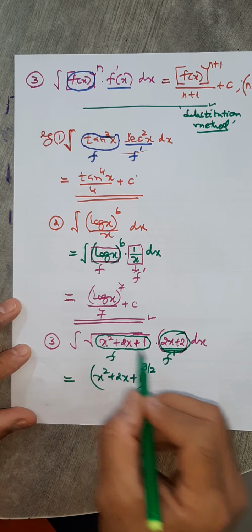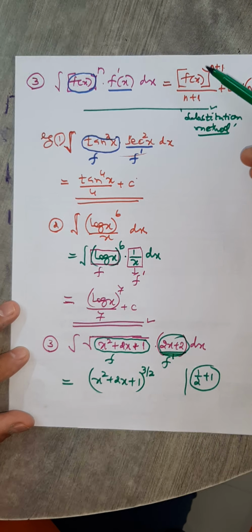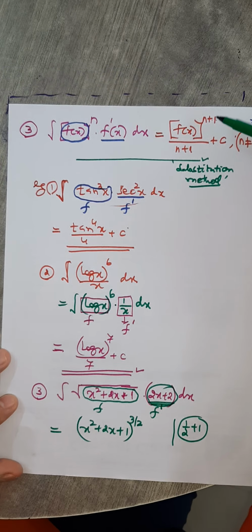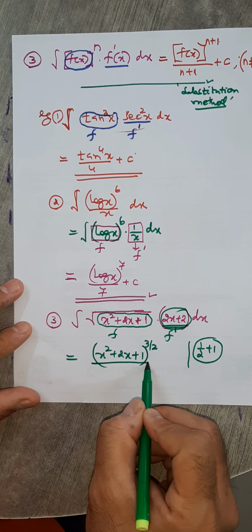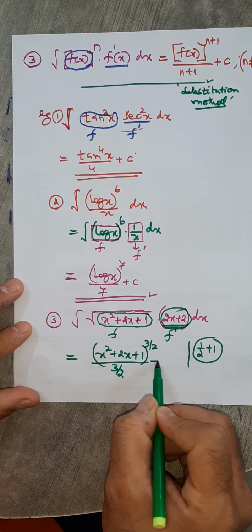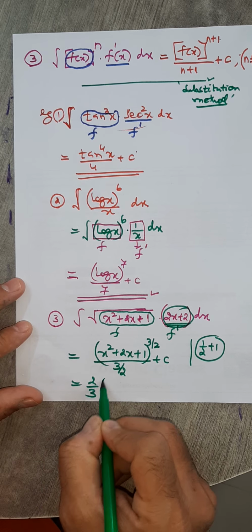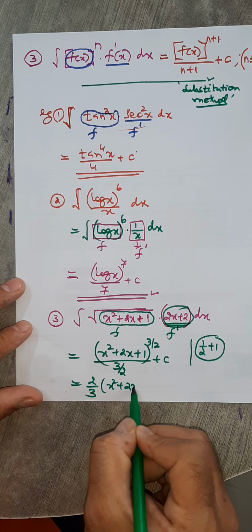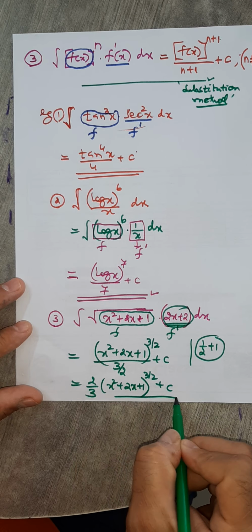Why 3 by 2? Half power plus 1 power plus 1. As per this formula, it's plus 1, you know. So here, x square plus 2x plus 1 raised to 3 by 2, upon 3 by 2, plus c. This is your required integral. That equals 2 by 3 into x square plus 2x plus 1 the whole raised to 3 by 2, plus c. This is just to illustrate.